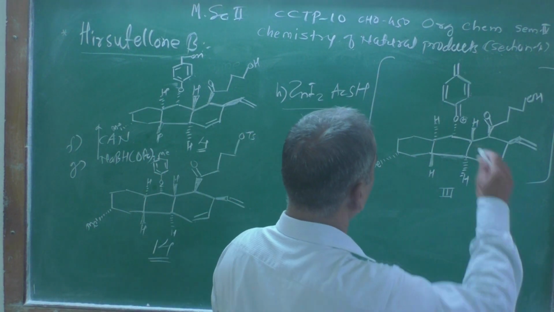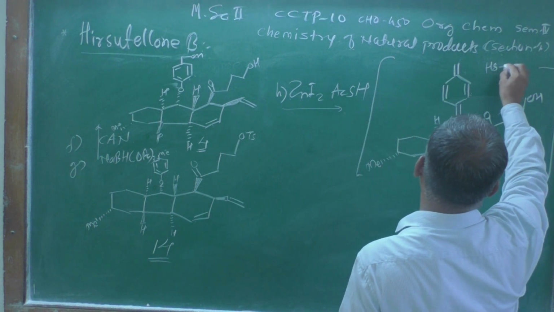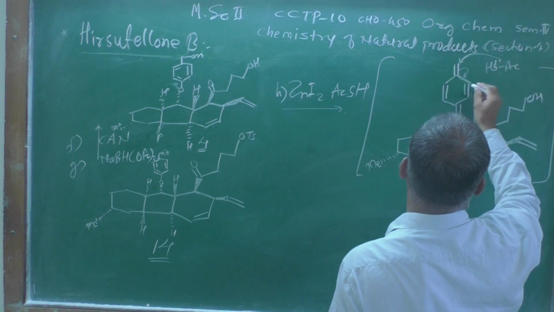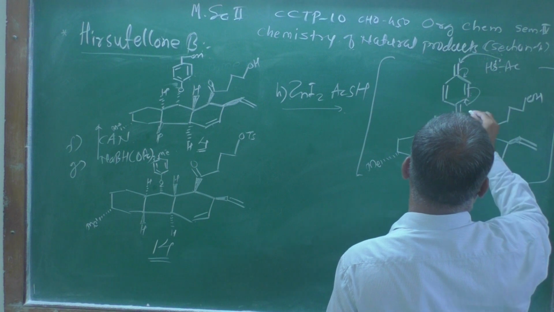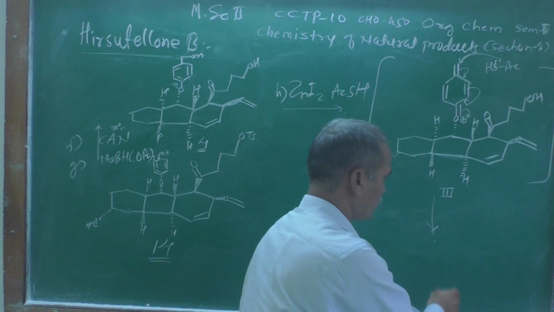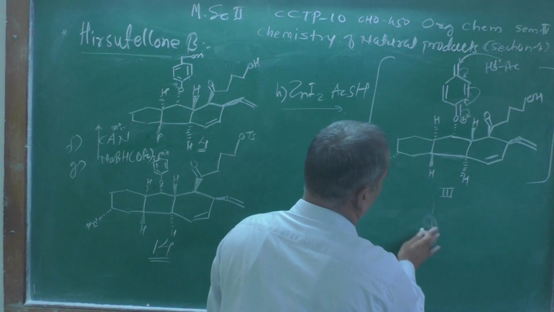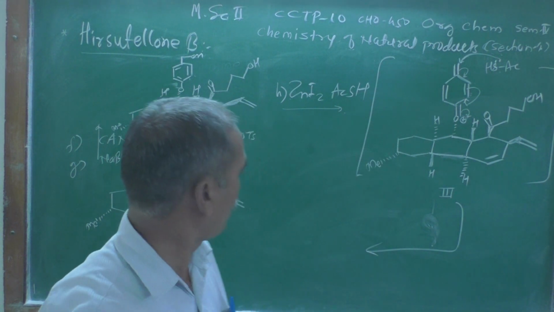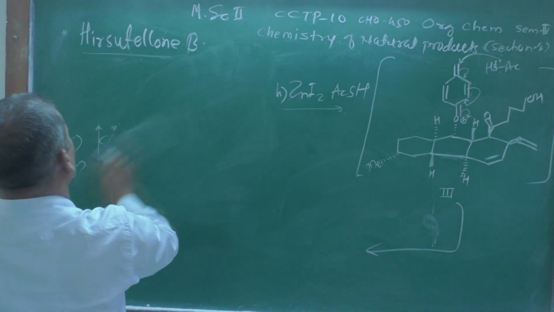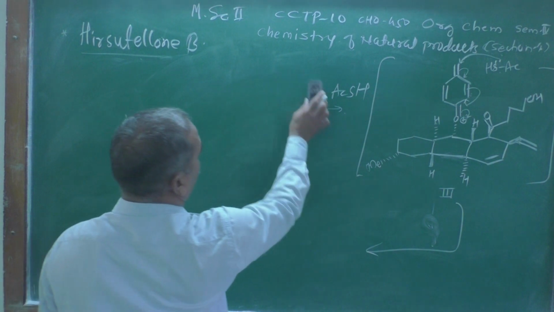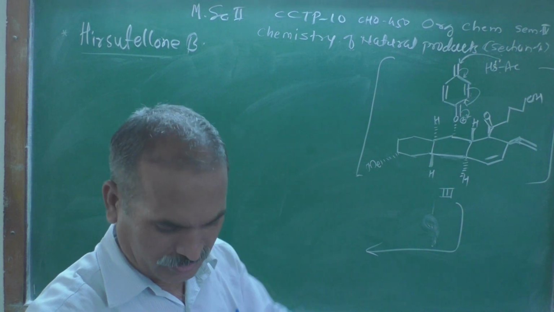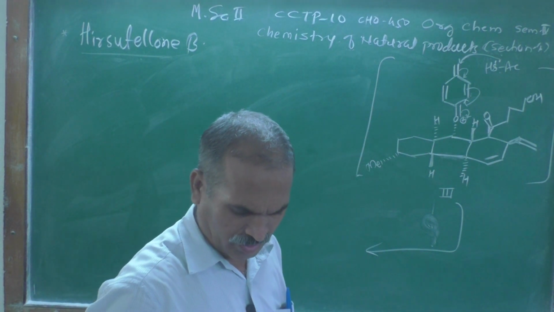And now what is happening here, HSAC is going to attack on this double bond. The double bond shifted here, this double bond shifted here, and this gets neutralized. After doing this, finally you are going to get the structure, and that structure I am representing over here, this one.